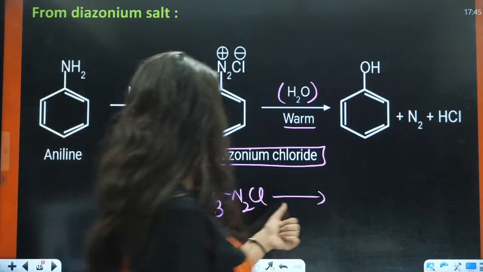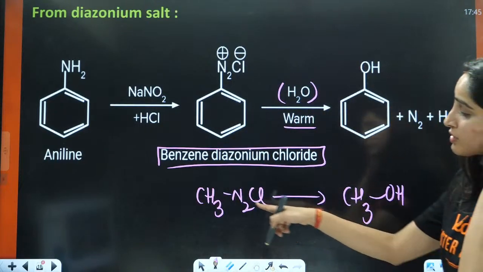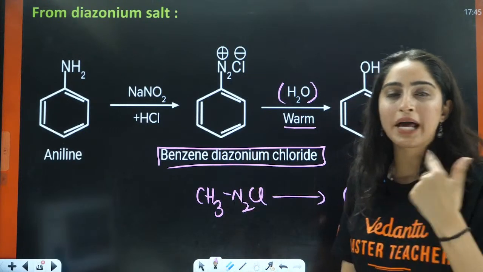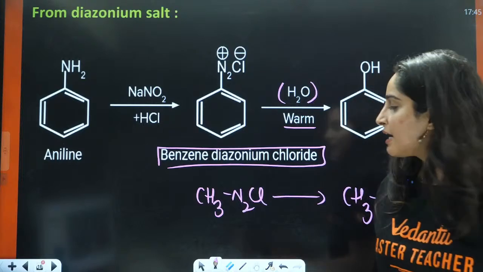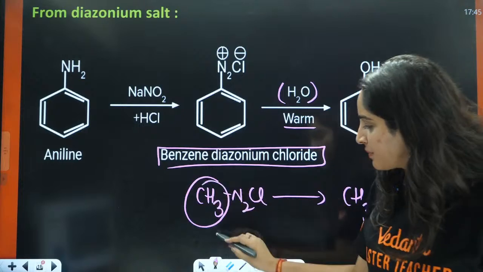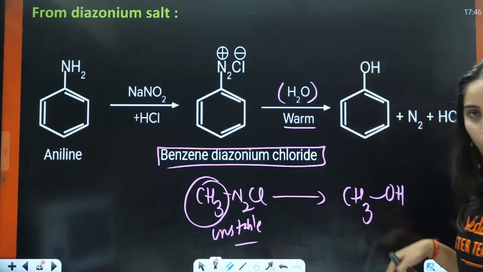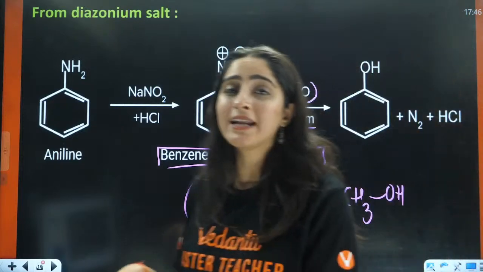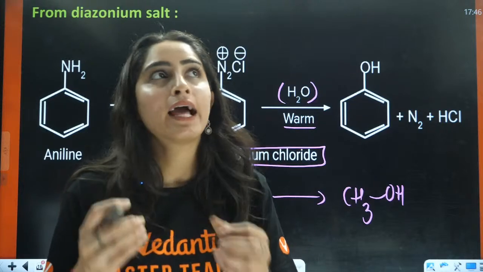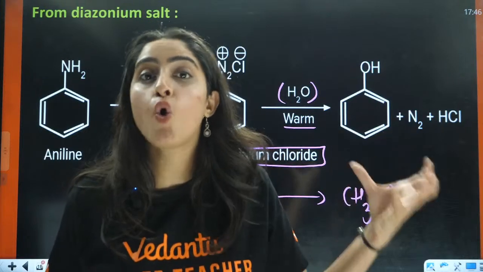Here also, if you want to convert it into CH3OH, this is very unstable. The diazonium salt of a compound which is directly linked to an alkyl chain, that is, this is not allylic, alkylic chain, that is very unstable, right? So it will directly give us alcohol.